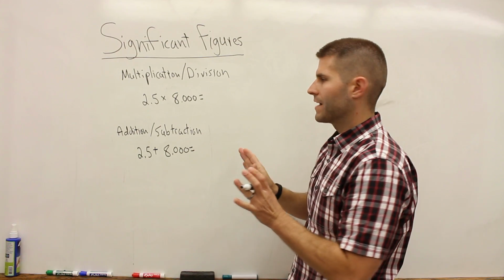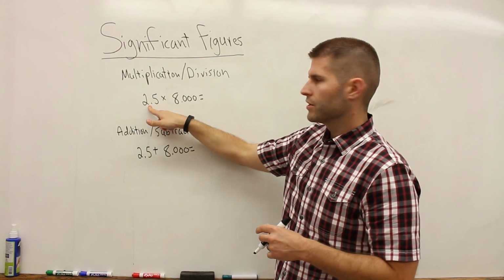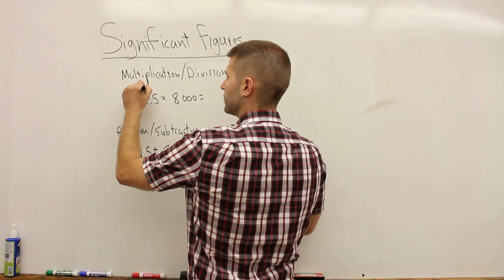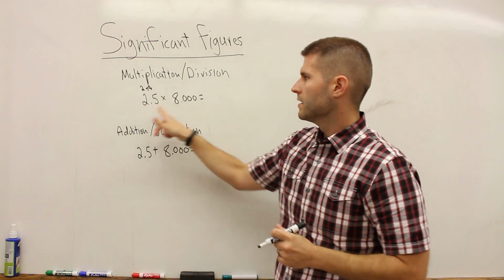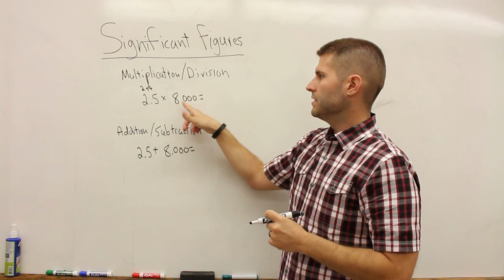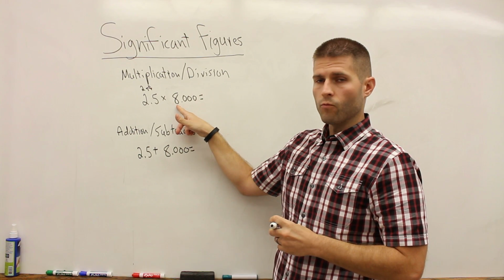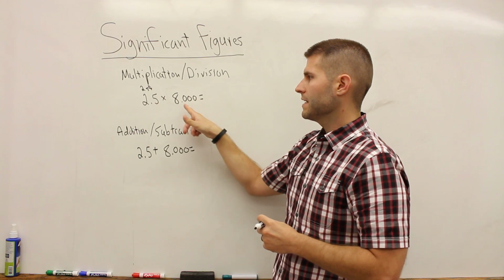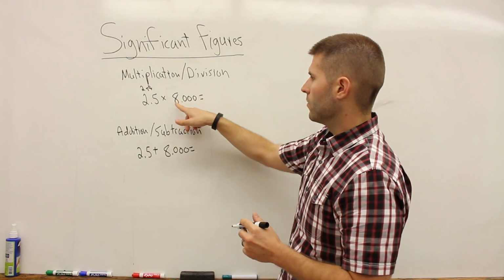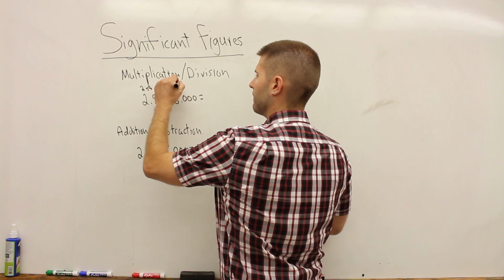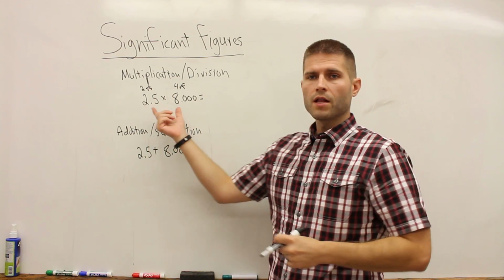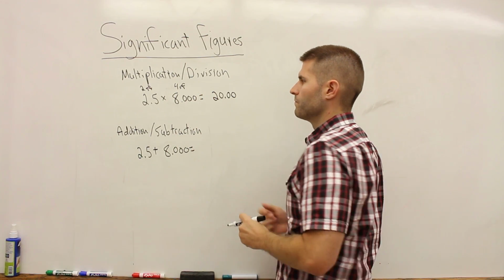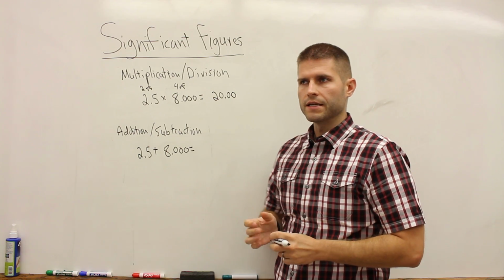Now we already know how to assign significant figures, so here for the 2.5 we know both of those numbers are non-zero digits, so that means that this thing has a total of two significant figures. The 8.000 has one non-zero digit, which definitely is significant. Since these three zeros are trailing and there is a decimal point, they do count, so 8.000 has four significant figures. Now if we plug this into a calculator, we get 20.00. This is what you would get in a calculator.